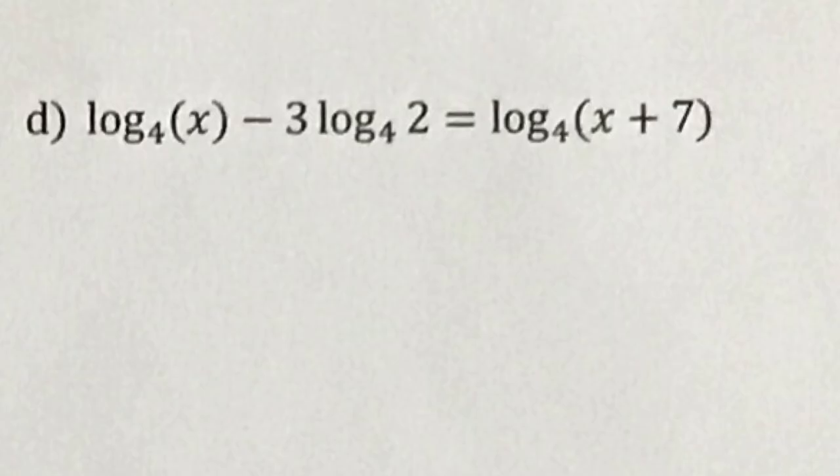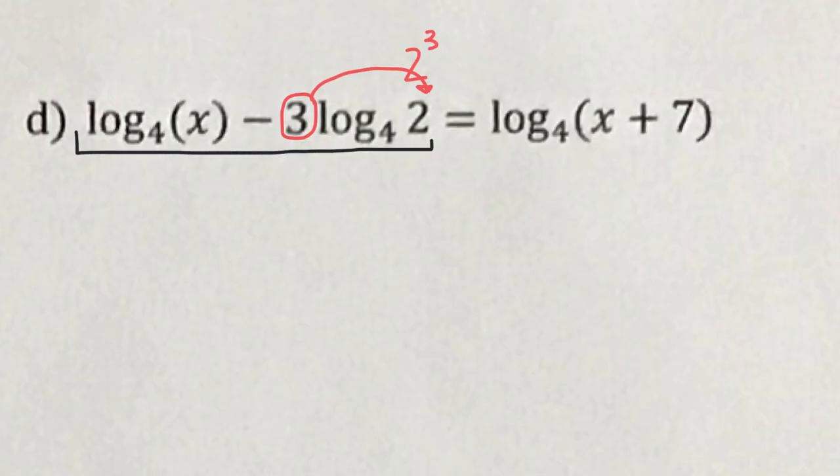So here I have 2 logs on the left and 1 log on the right. So I need to condense my 2 logs into 1. So the first step is to bring my multiplier to be a power. So this is going to be 2 to the third power, which is what as a number?